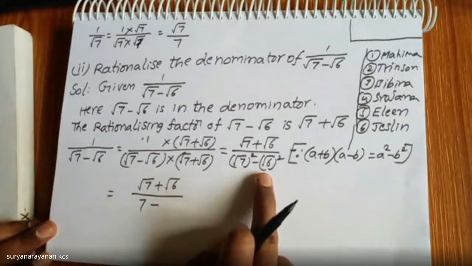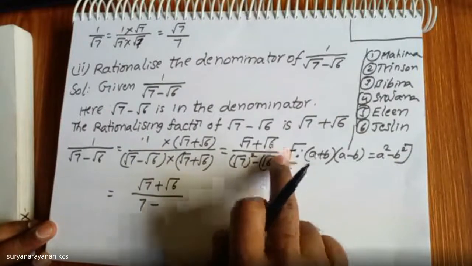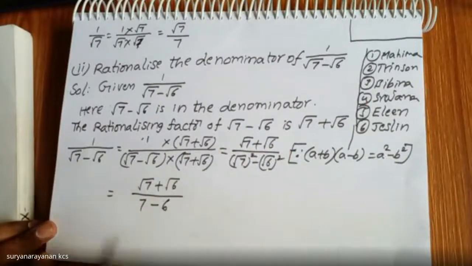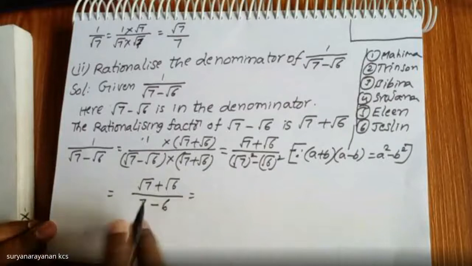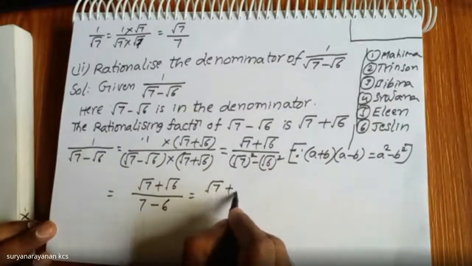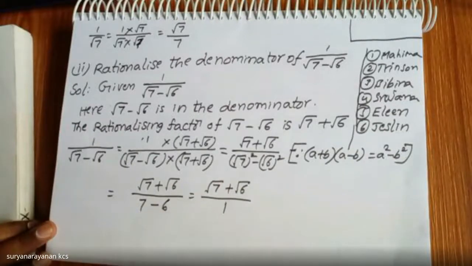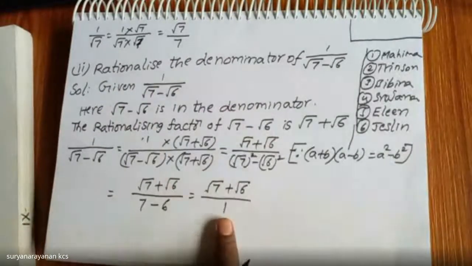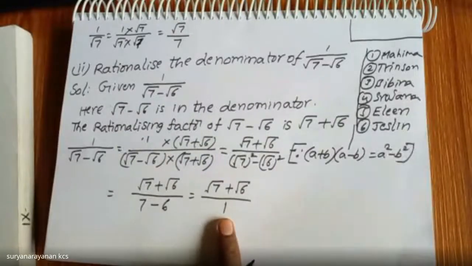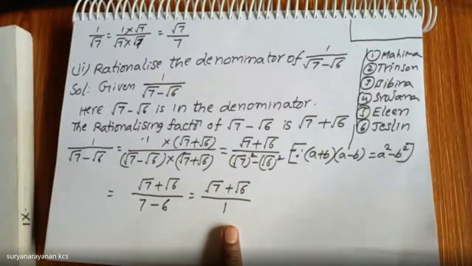The second term is root 6 whole square. Here also square root and square get cancelled. We get only 6. Now in the numerator, we get root 7 plus root 6, whole divided by 7 minus 6, which is 1. If we observe the denominator, we got a rational number. Okay, my children?